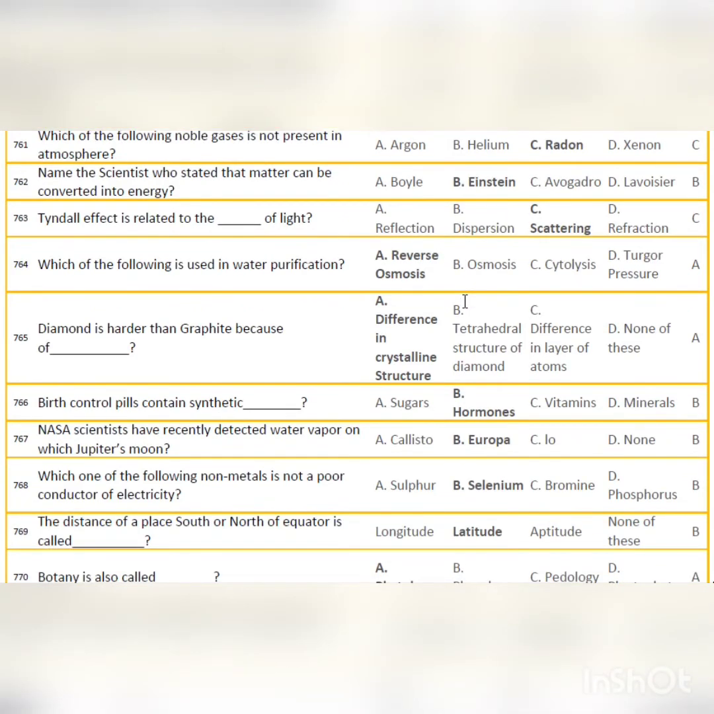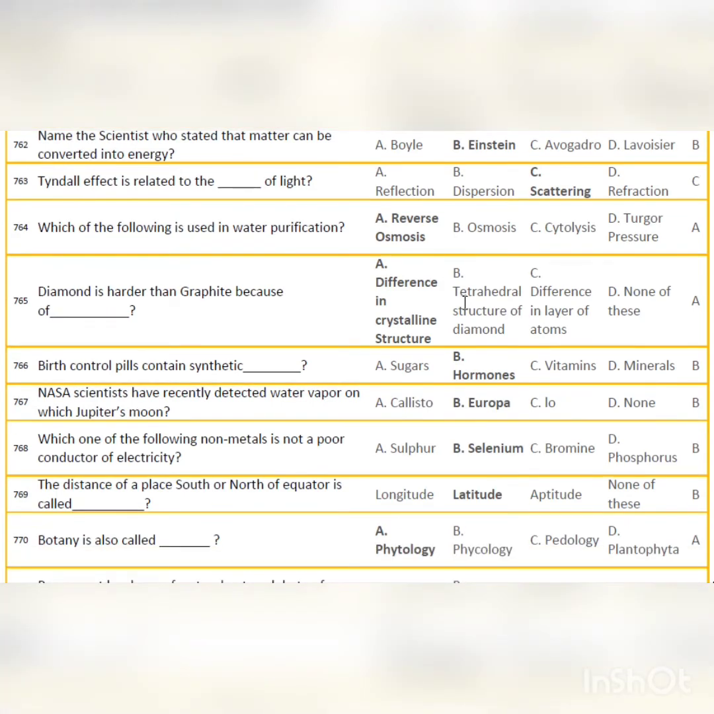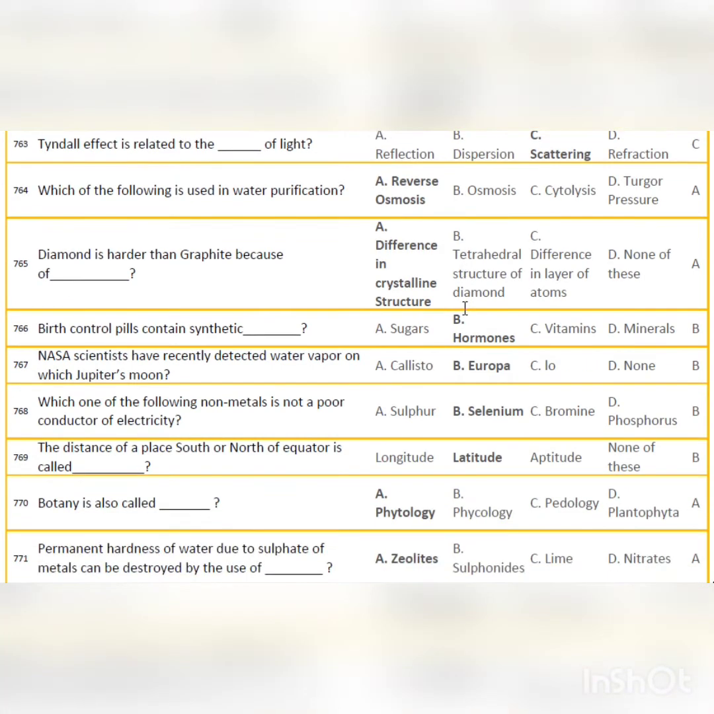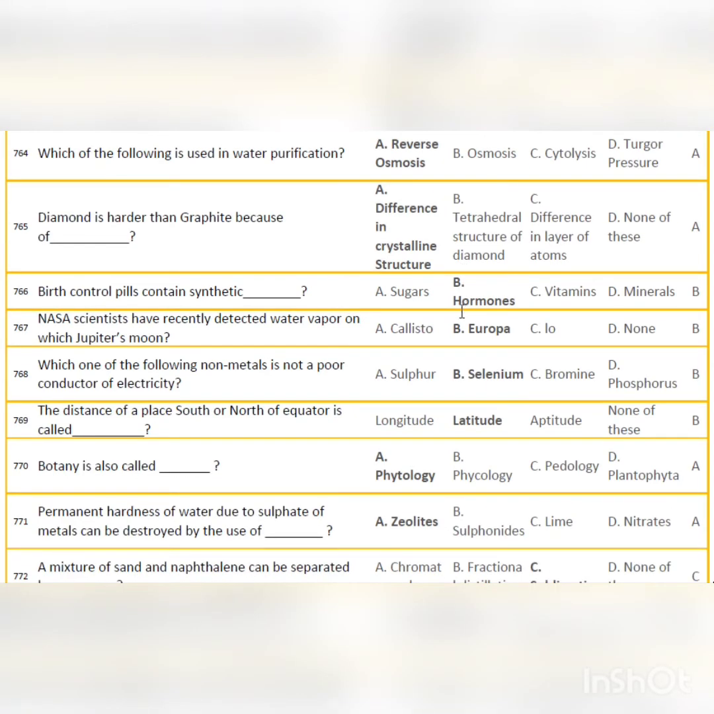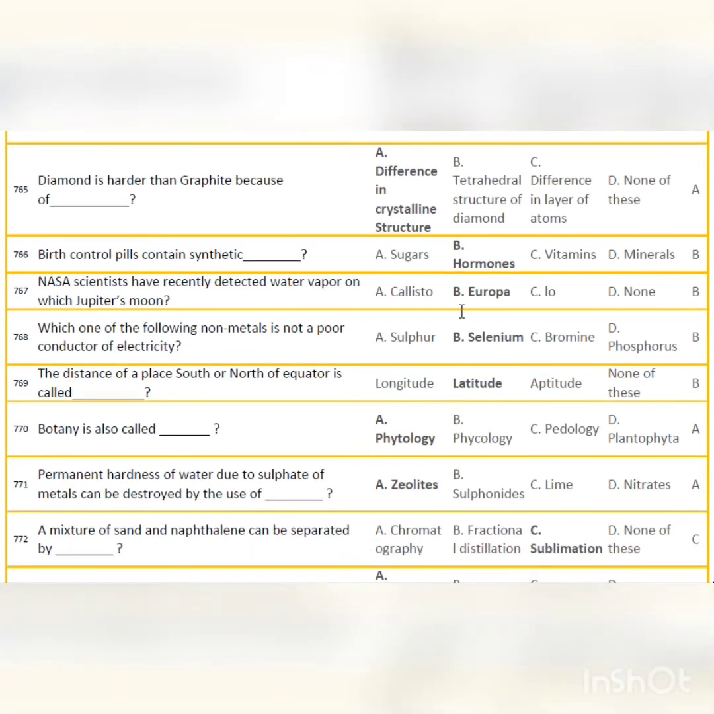The nearest planet to the Earth is A. Venus, B. Mercury, C. Mars, D. Moon. Answer is the A. Venus.